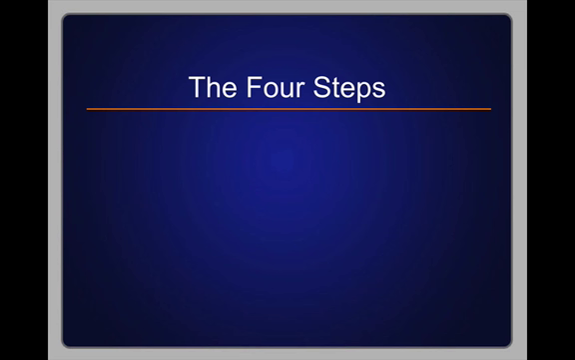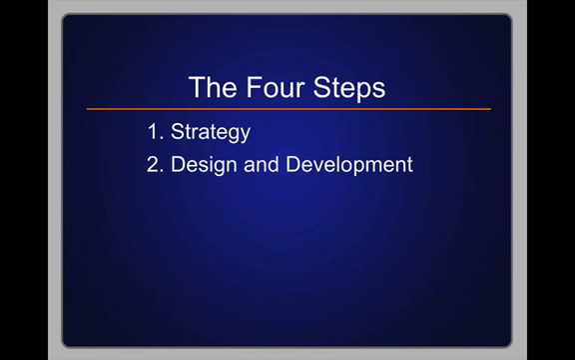Let's look at the 4 steps. The first is strategy. Strategy is your roadmap for success on the Internet. It basically is the guidelines for what you want your website to do for your company, the kind of success you want to see, and what you want website visitors to do when they come to your site. The strategy outlines and gives a guideline for design and development, which is step 2.